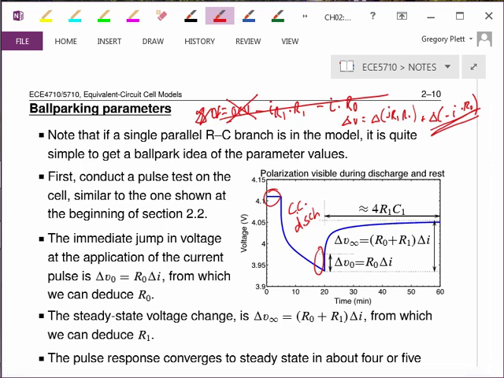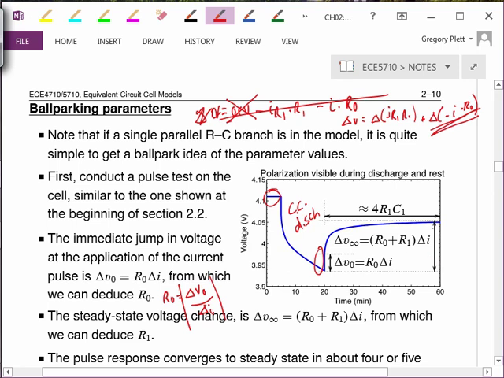And that is going to be R0 times the change in current. I knew my discharge current. I know it's now 0, so I know delta I. And so now I can calculate from that what R0 must be. In particular, R0 equals delta V0 over delta I. And just to make sure it's positive, I'll put absolute values in case I missed a minus sign somewhere.